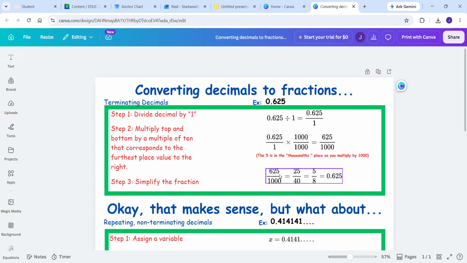So the third step would be to simplify that fraction, and that simplifies all the way down to 5/8. So that's the process I use there.